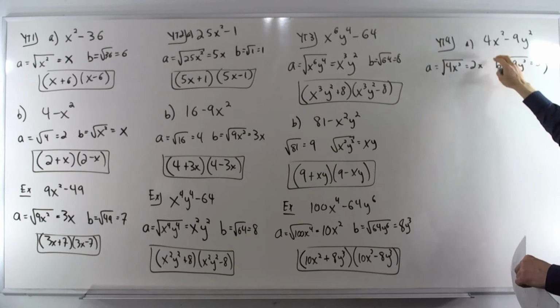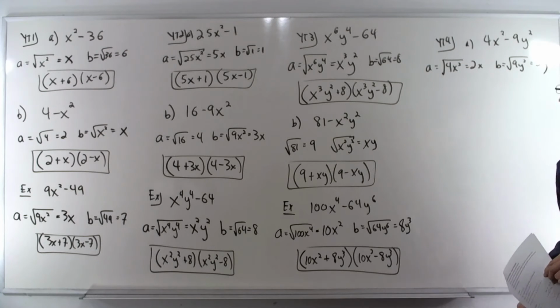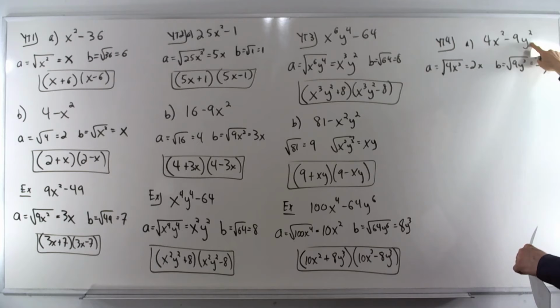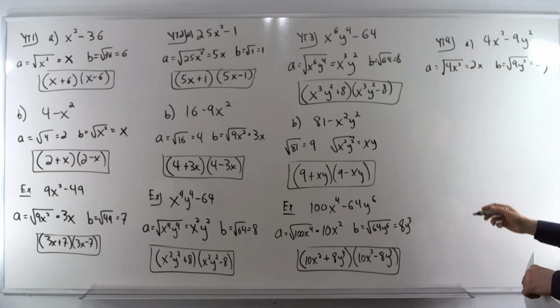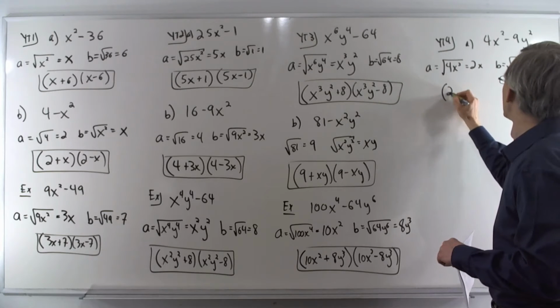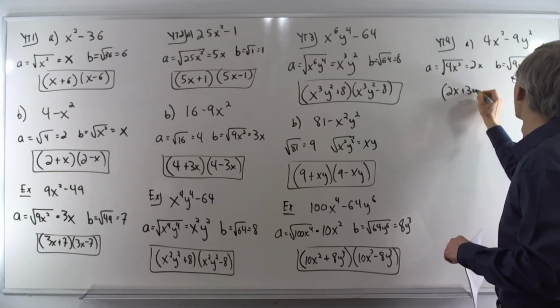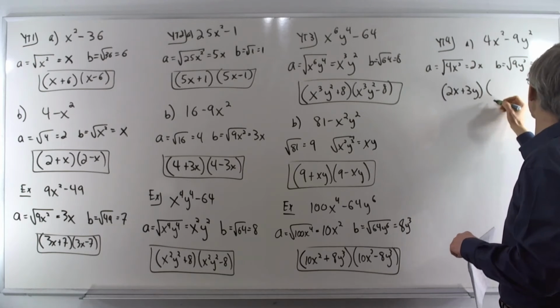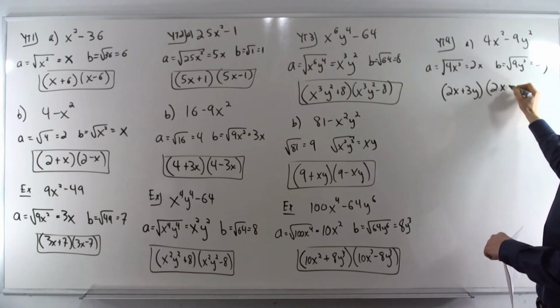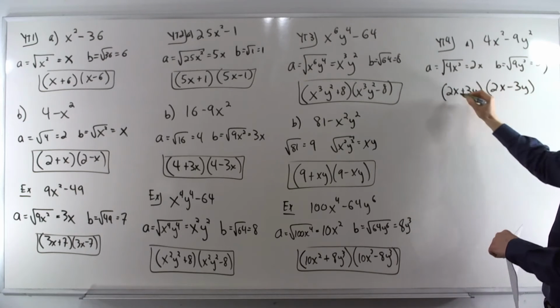So taking the square root of the first term, 4x squared, we get 2x for A. And taking the square root of 9y squared, we get 3y for B. Plug A and B into the formula, we get (2x plus 3y) times (2x minus 3y).